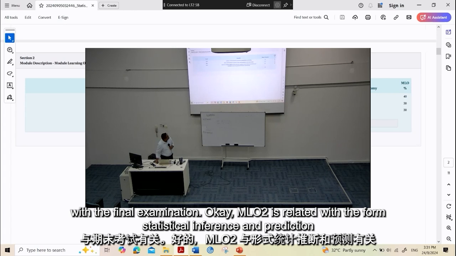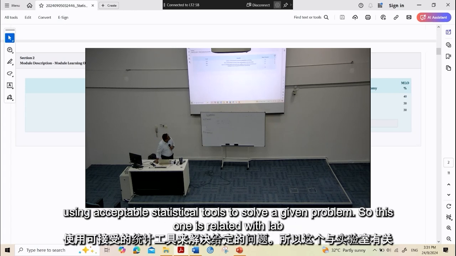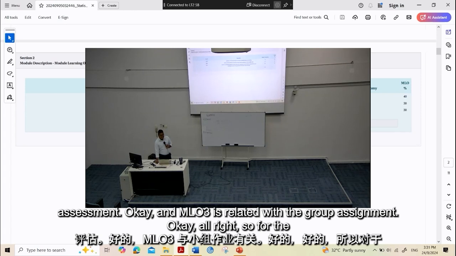MLO2 is related with performing statistical inference and prediction using suitable statistical tools to solve a given problem. So this one is related with the lab assessment. And MLO3 is related with the group assignment.